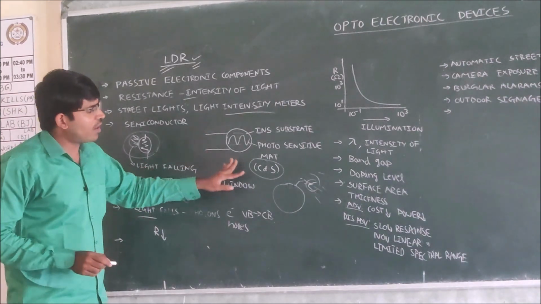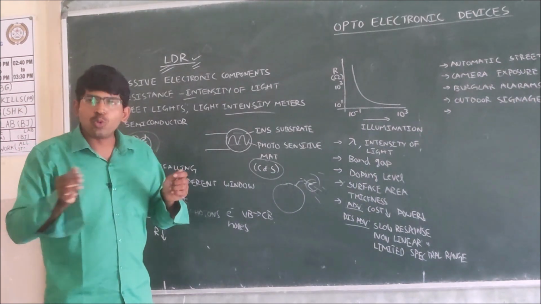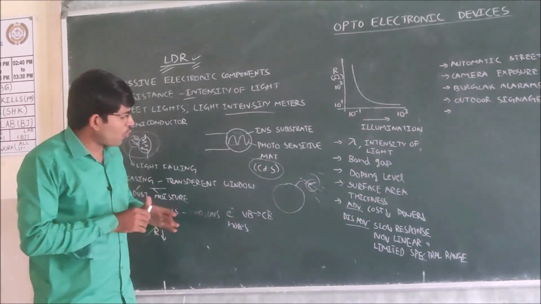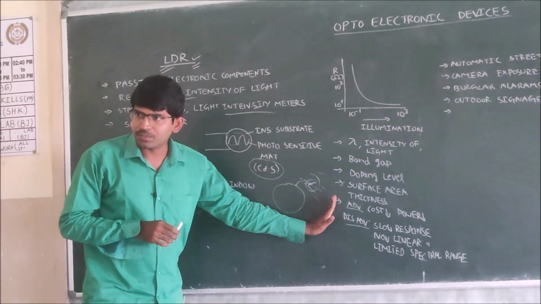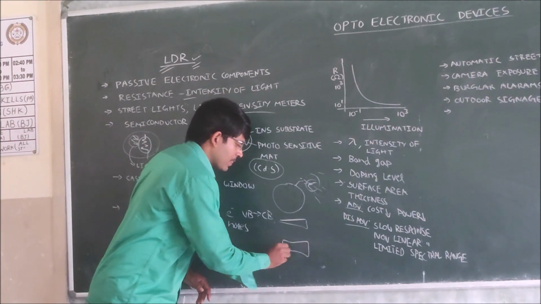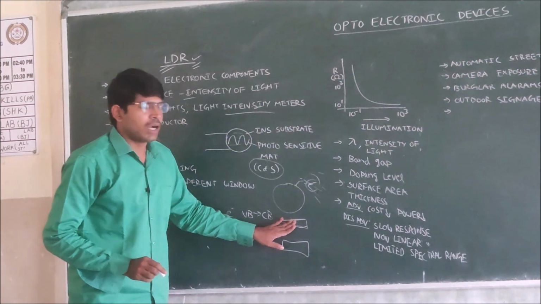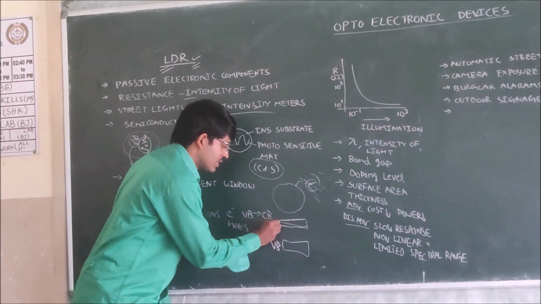And when the light is falling, light is nothing but photons. So a group of photons excite the electrons from the last orbit to outside the atom. Practically, whatever we discussed, now we are discussing with respect to the energy band diagram. This is the valence band, this is the conduction band.